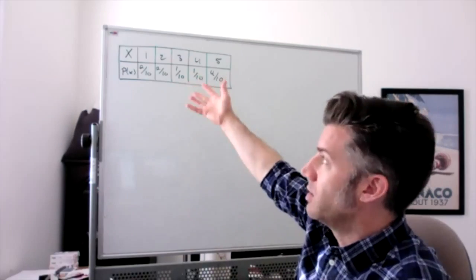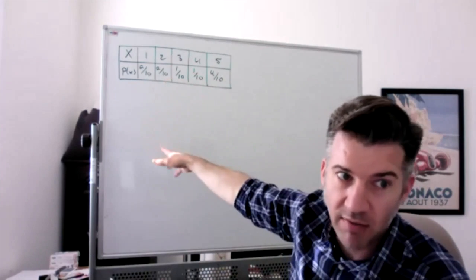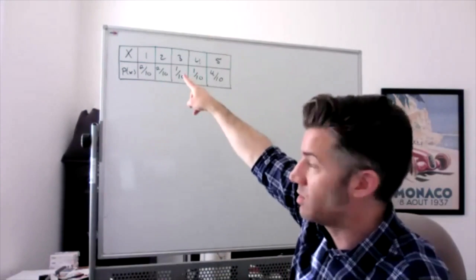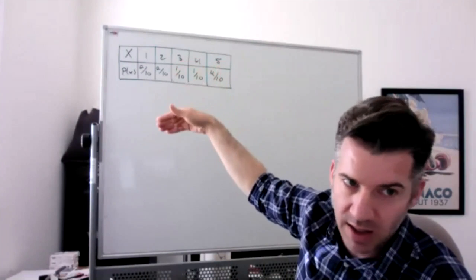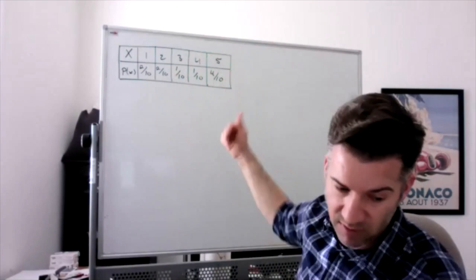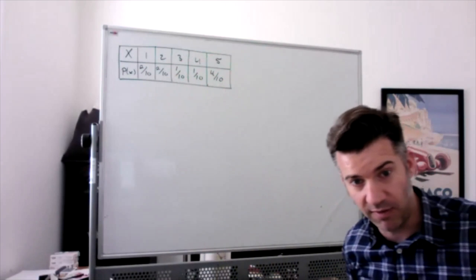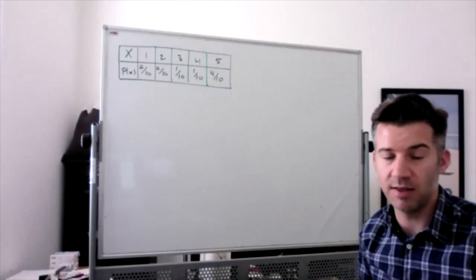So I have this discrete random variable x with this probability distribution p of x. The probability that x is 1 is 2/10, the probability that x is 2 is 2/10, the probability that x is 3 is 1/10, the probability that x is 4 is 1/10, the probability that x is 5 is 1/10. And we're asked to find a few things: the expected value, the variance, and the standard deviation.